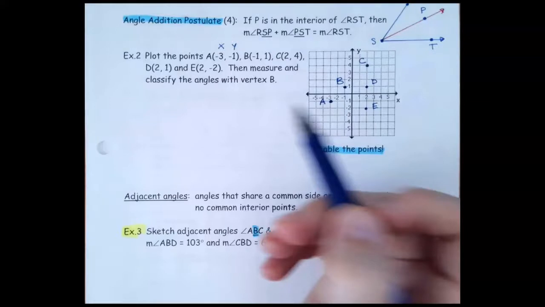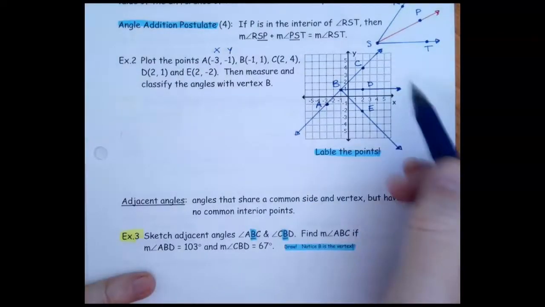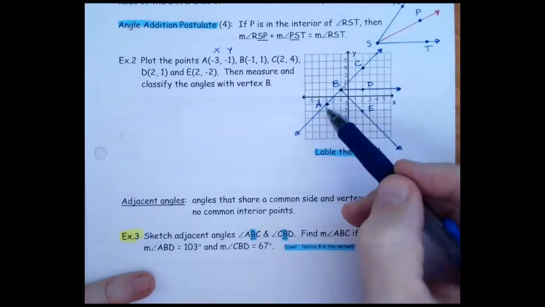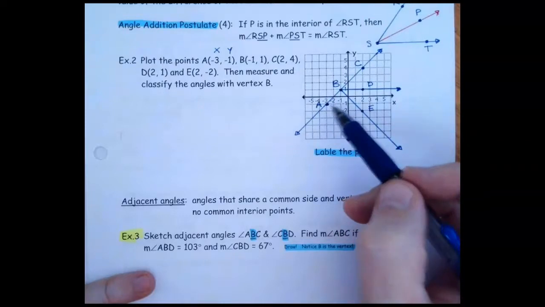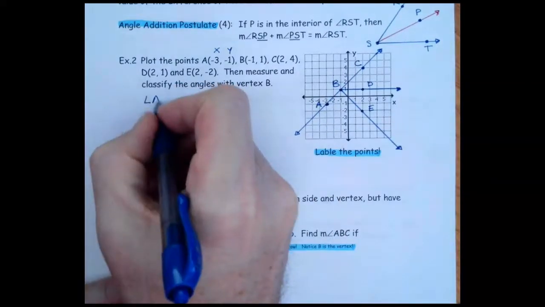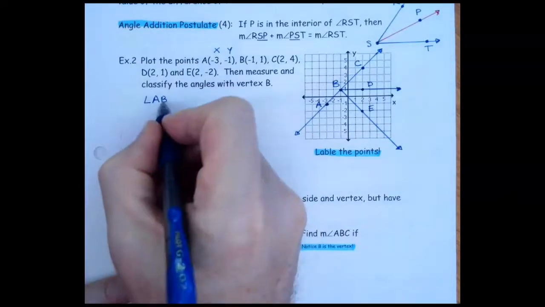So what we're going to do is connect B to all of these other points. Okay, so now we have some angles there. It says measure and classify the angles with vertex B. So we want to go in alphabetical order. The best letter for alphabetical order in this picture is A. So are there any angles that start with the letter A? And there are. So all the angles are going to have vertex B, so B is going to be in the middle of all of them.